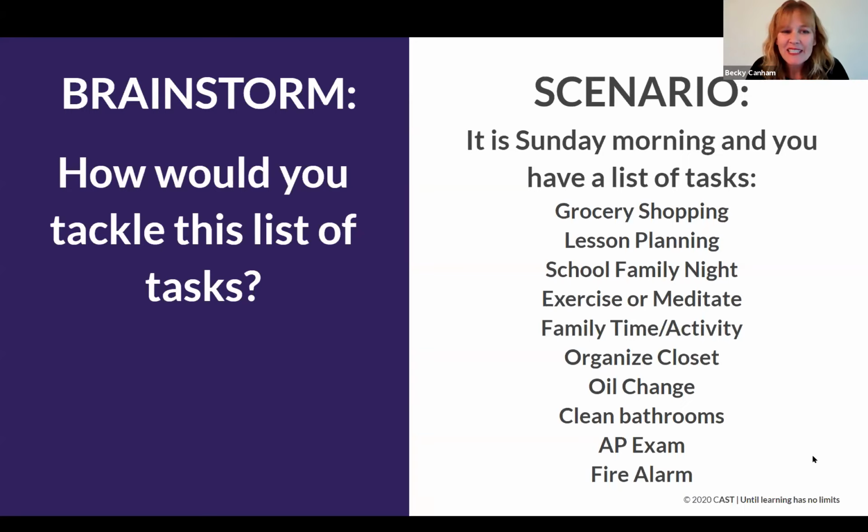Exactly. So take a moment and brainstorm: how would you tackle this list of tasks? What's the first thing that comes to mind? What do you do? What are your thinking processes? We invite you to take a minute, and then we'd love to see your first stab at it. If you want to add any comments in the chat, we'd be curious to see what your approach would be to tackling this day.